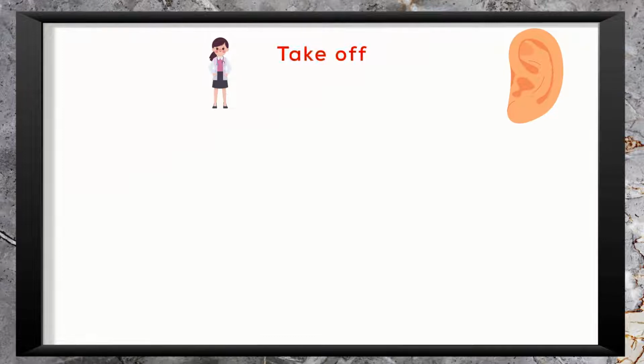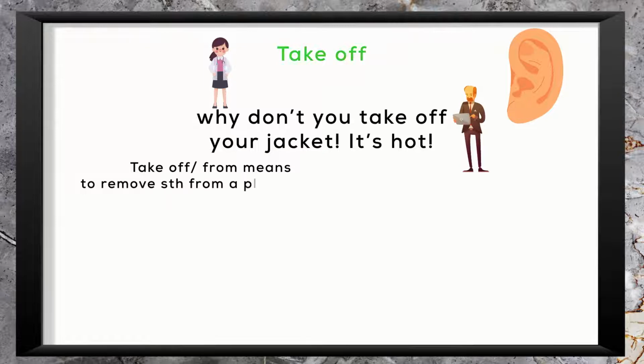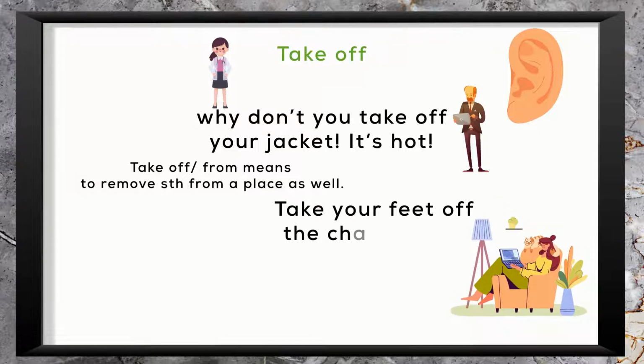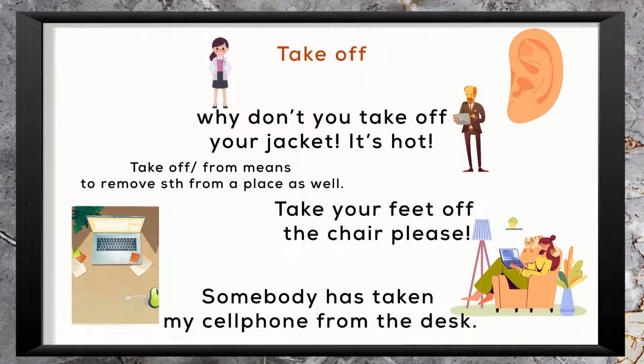Let's move on to the next form, take off, which is one of the most used phrasal verbs with take. You have probably heard and used it many times in your sentences. Like, why don't you take off your jacket? It's hot. Take off or take from means to remove something from a place as well. Take a look at these examples. Take your feet off the chair, please. Somebody has taken my cell phone from the desk.